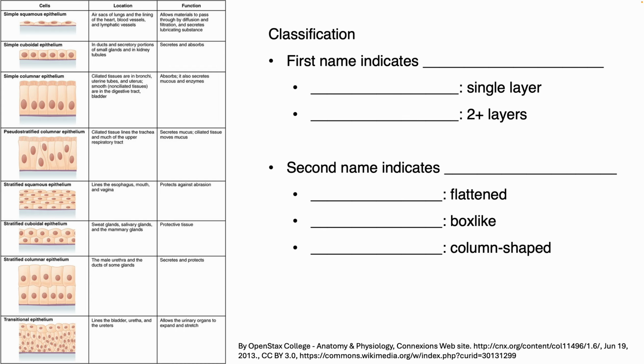Now, when we classify epithelial cells, there's two distinct ways that we classify them. First, we give them a name that indicates how many layers deep they are. So if we say it is a simple type of tissue, that means that it is a single layer of cells, while if we say it is stratified, that means that it contains at least 2 layers and sometimes more.